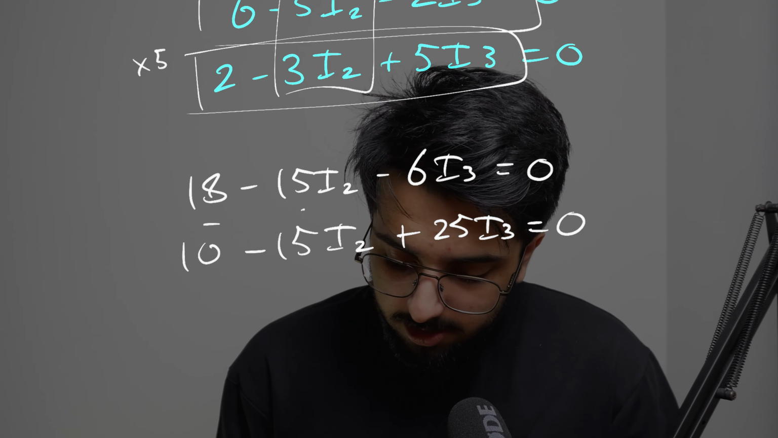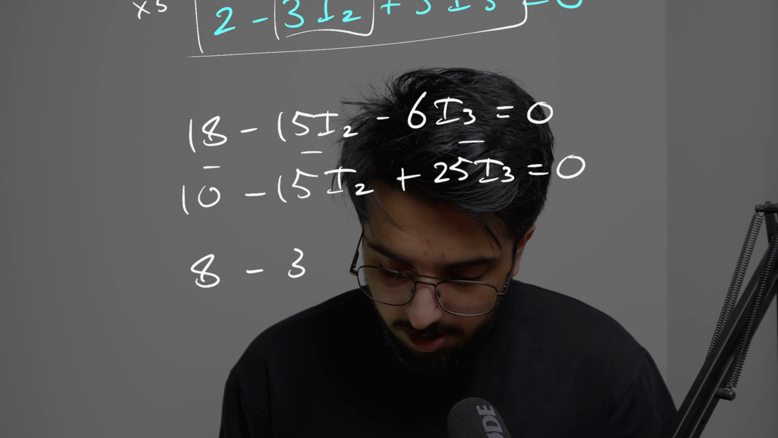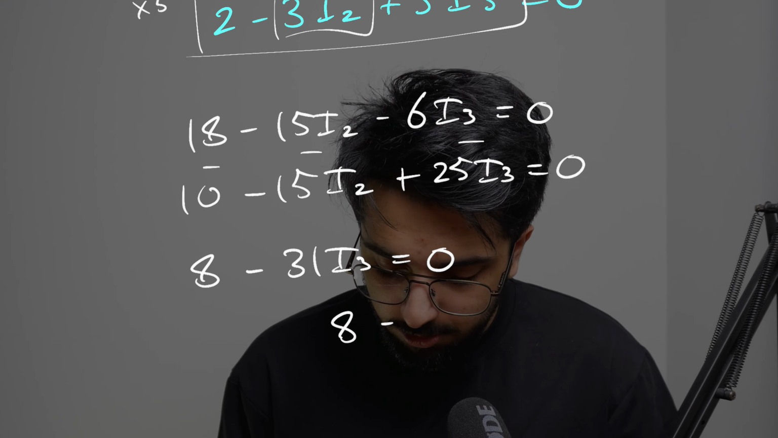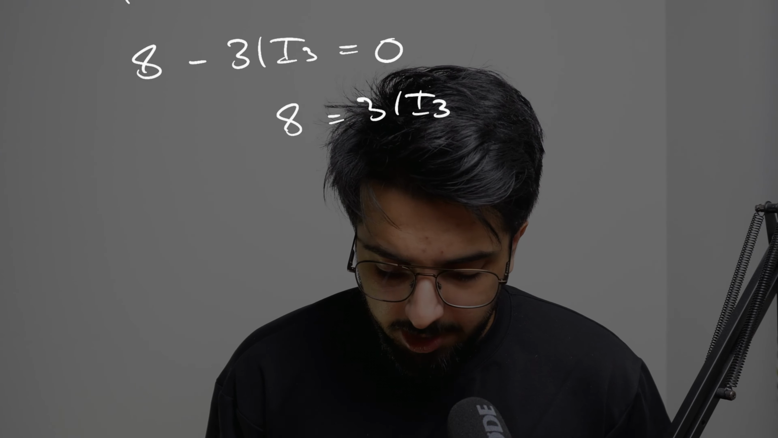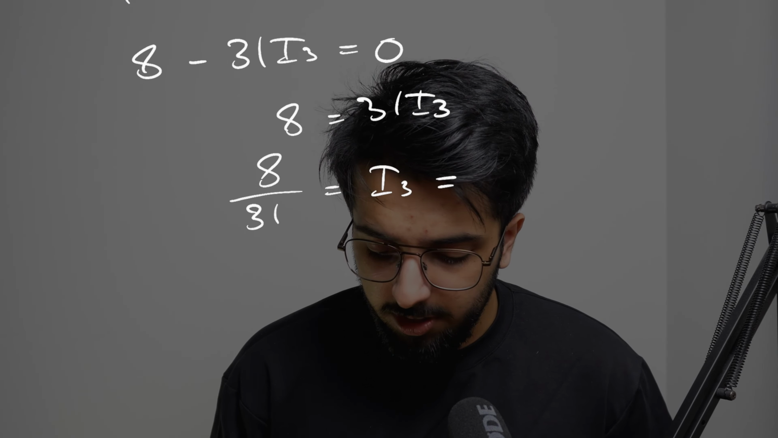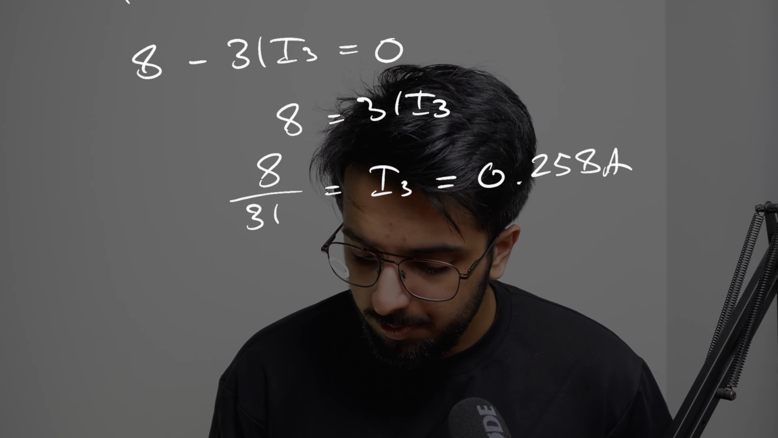So now we can minus these equations off of each other, and we get 8 minus 31I3 is equal to 0, and so therefore 8 is equal to 31I3, and we get 8 all over 31 is equal to I3, and this gives the value of I3 as 0.258 amps. There we go.